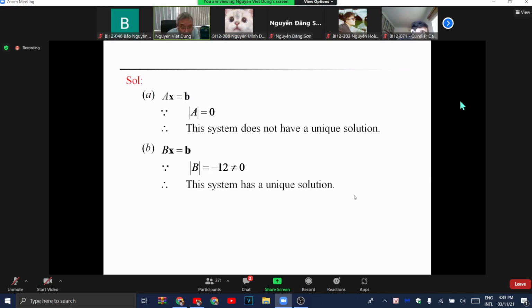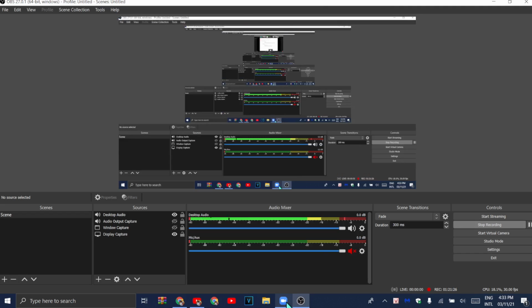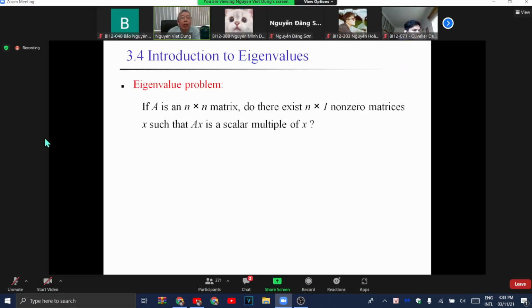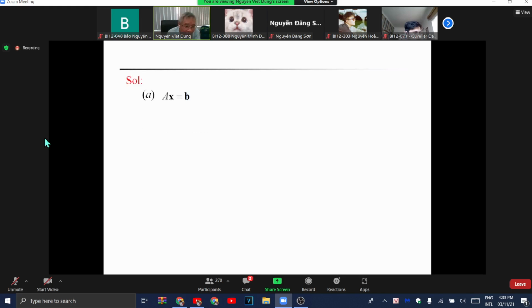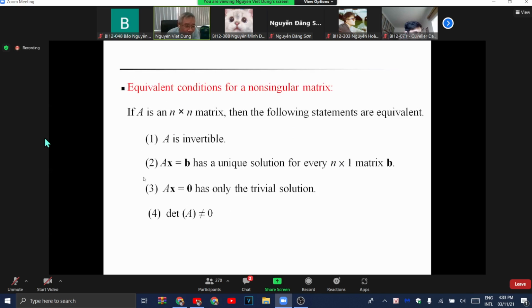The class will stop today here, and next week we will continue with the notion of eigenvalue and eigenvector. And as I told you, we will use property number 3 and property number 4 in studying eigenvalue and eigenvector. So please review what I told you today.